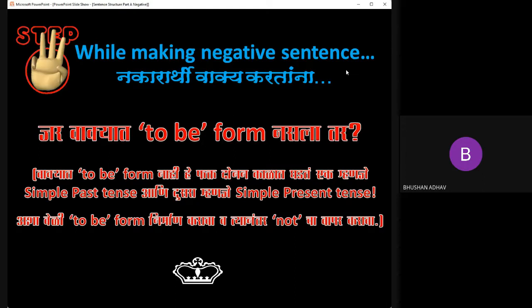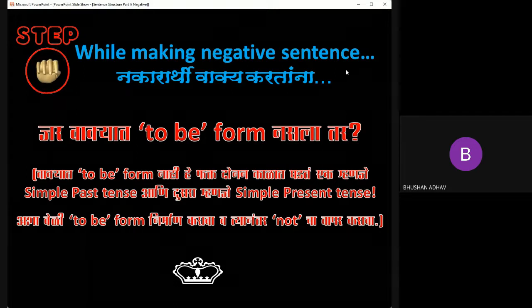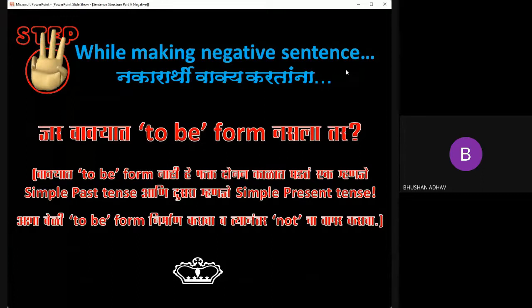Now we have to add not after the to be form only. But here is the big problem: there is no to be form. Then what should we do? The structure is saying that without a to be form, not cannot be fixed. So what to do? You have to create a to be form. How would you create it? If the sentence is in simple past tense, you just have to use did and then not, and whatever verb is there, make it basic.